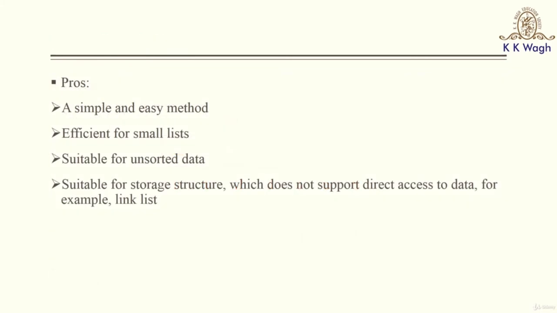Every technique has certain advantages and disadvantages. Some of the advantages of linear search are that it is a very simple and easy method to implement. It is efficient for a small amount of data. It will work very well with unsorted data. This technique is also more suitable for storage structures which do not support direct access to data, for example, linked lists. The one which supports direct access to the data is the array.